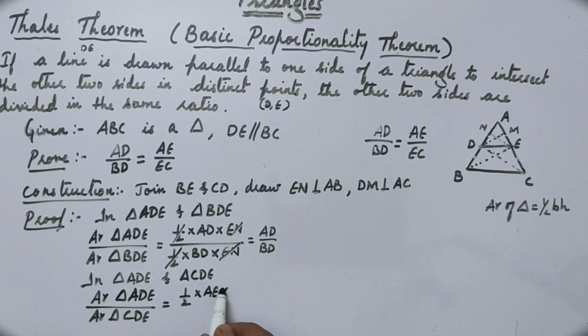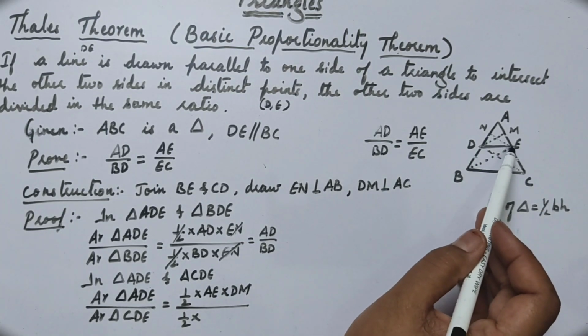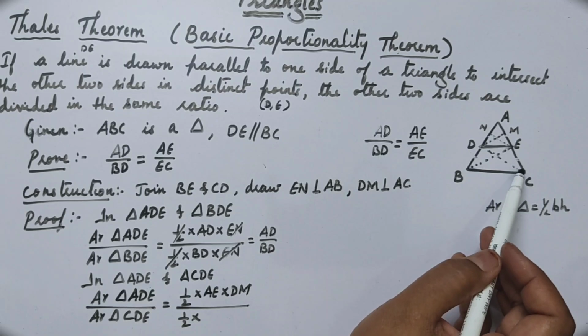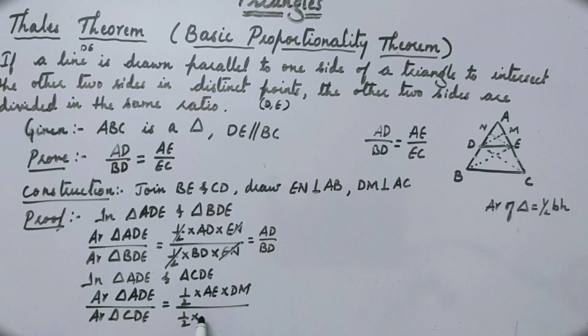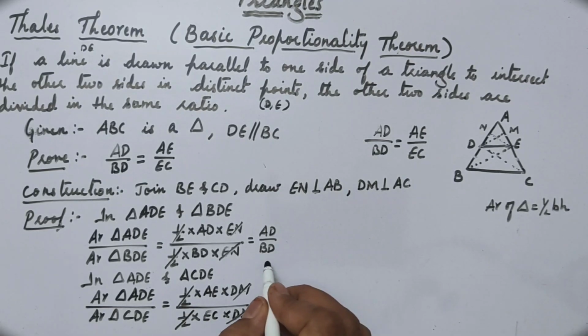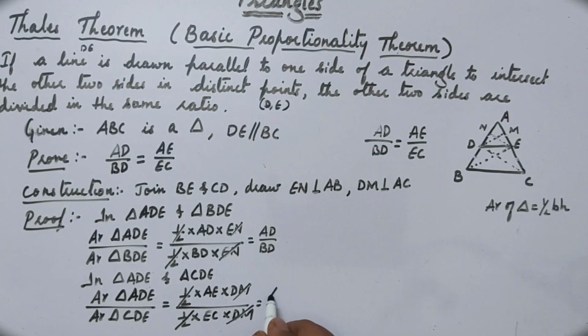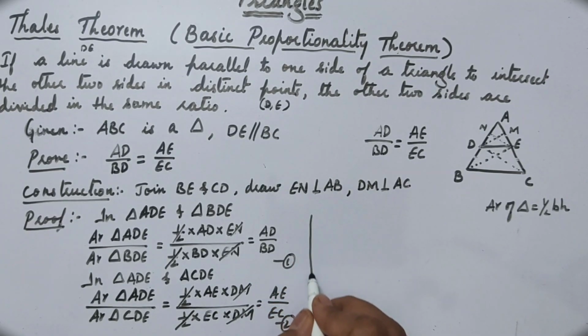AE into DM upon half into base. So in CDE, the base is CE, and the height of this triangle, see, this is the height, DM is the height. EC into DM is the height, students. So half gets cancelled, DM gets cancelled. Okay, I am going to get AE by EC. Fine, this is equation 1 and this is equation 2, students.